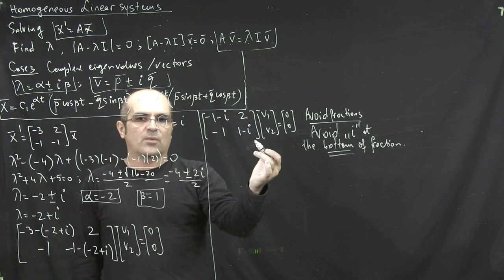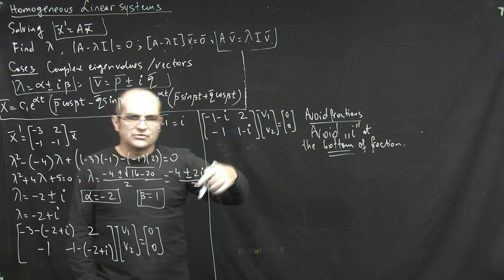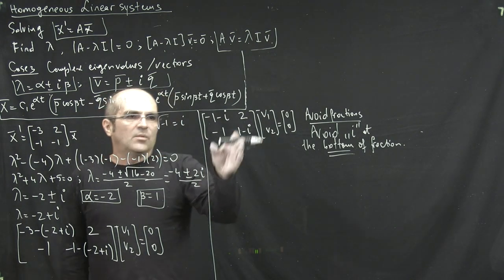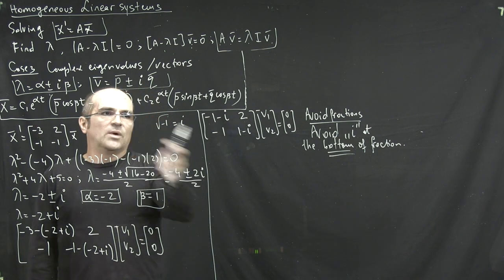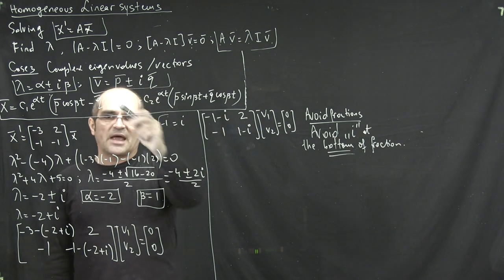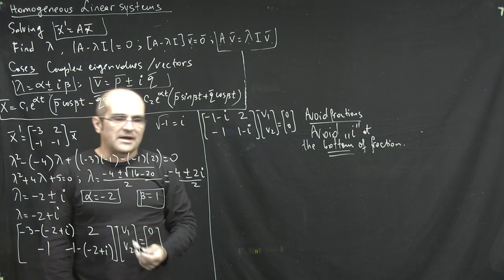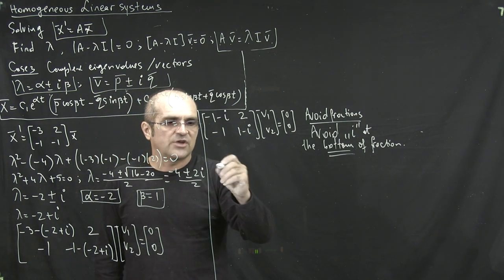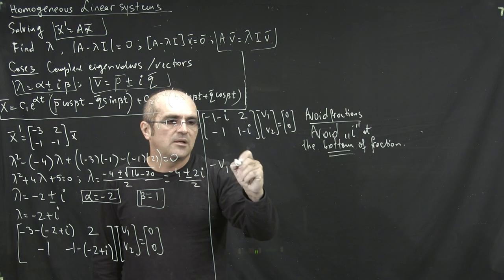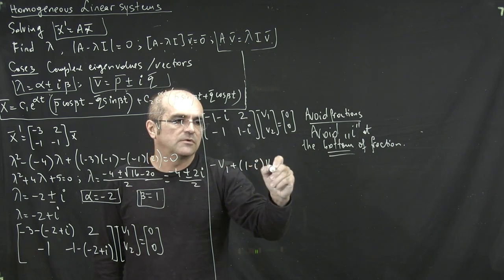Let me choose the second equation, and this example will be pursued later as well in the following part with the first equation, just to compare the two, because the way you choose the eigenvector may make your answer look quite different, but still correct. So let's choose the second equation. So I have minus V1 plus 1 minus i times V2 equals 0.